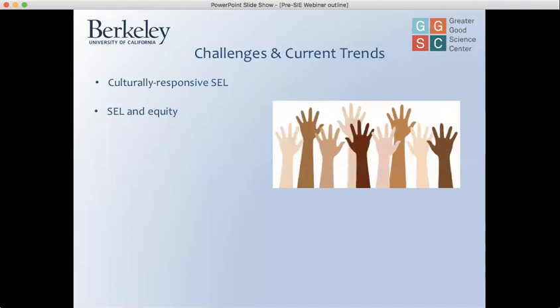So, neither of these, of course, is the correct way to use SEL. And at the Institute, we will go more in depth about SEL and equity and how we can make sure we use an equity lens with SEL.